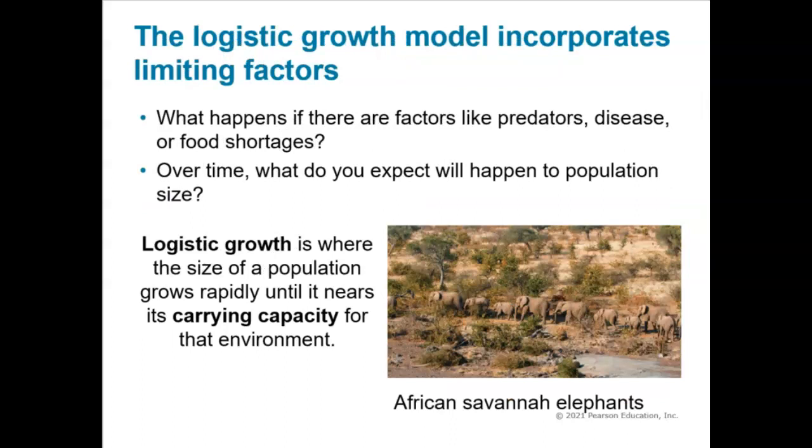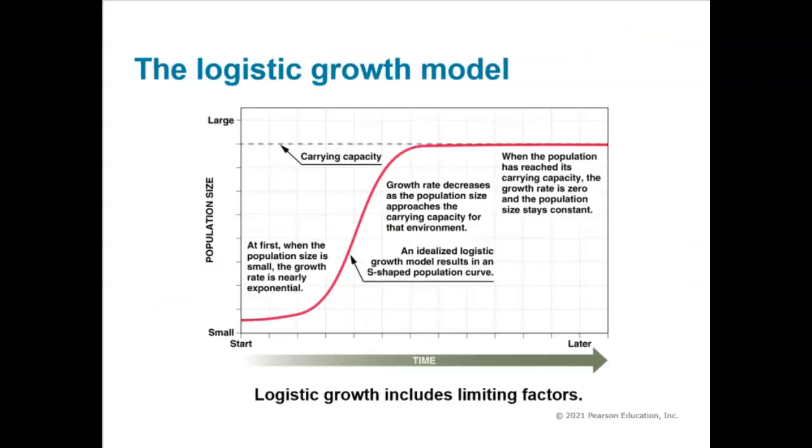Another growth model ecologists have developed is the logistic growth model, and this model incorporates those limiting factors. So what happens if there are factors like predators, disease, or food shortages? Over time, what do you expect will happen to population size? Logistic growth is where the size of a population grows rapidly until it nears its carrying capacity for that environment. What a logistic growth curve looks like is this.